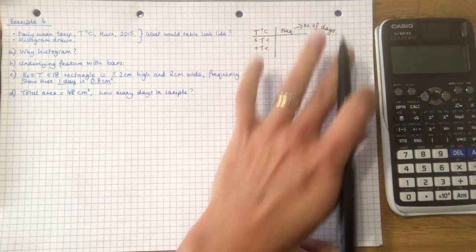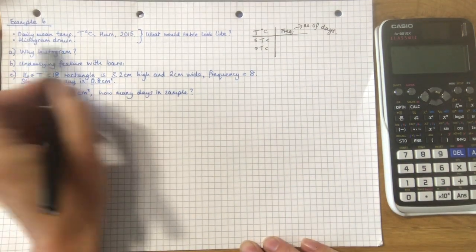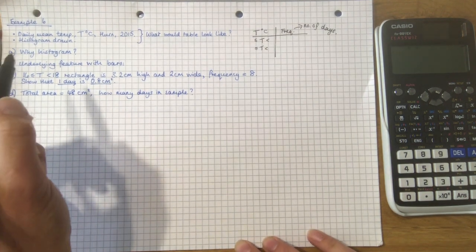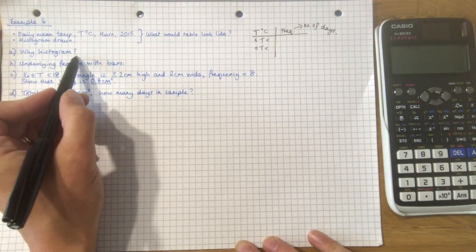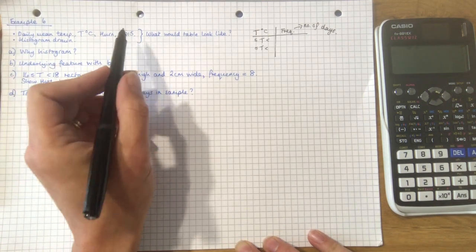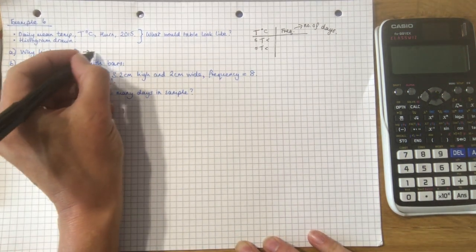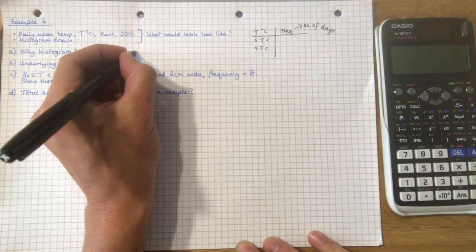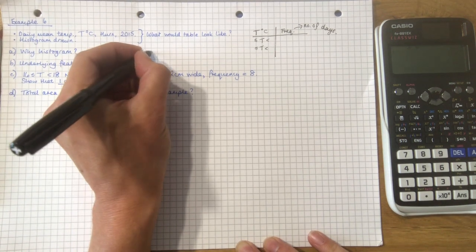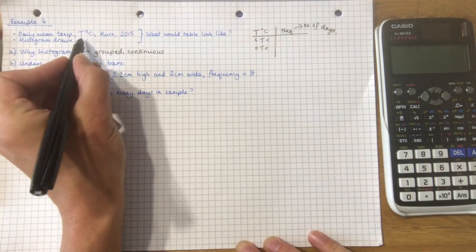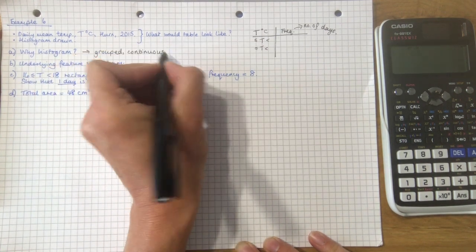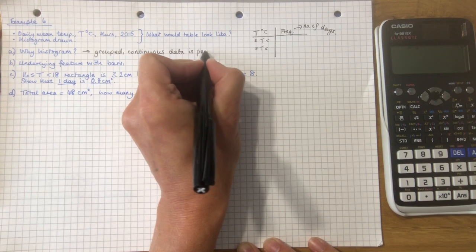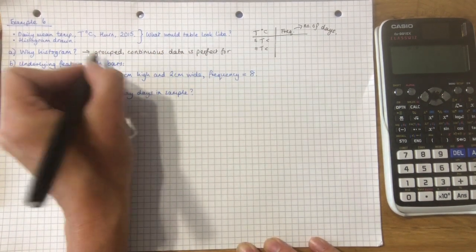And it's important to do that little exercise so that you really understand what these words are talking about before you plough into the question. Now, part A asks us to give a reason to support the use of a histogram. Why would the histogram be used for this data? Well, that's because the data was grouped, we're told that in the question, and the data is continuous because it's temperature, and temperature is continuous. So grouped continuous data is perfect for a histogram.